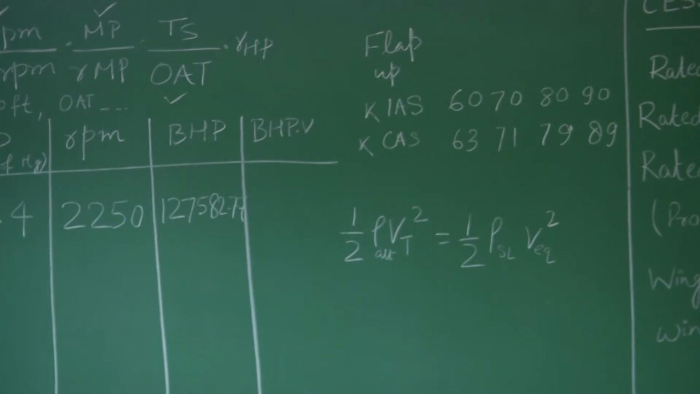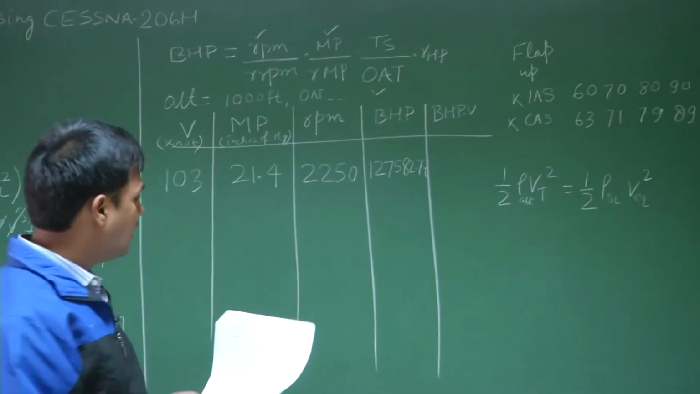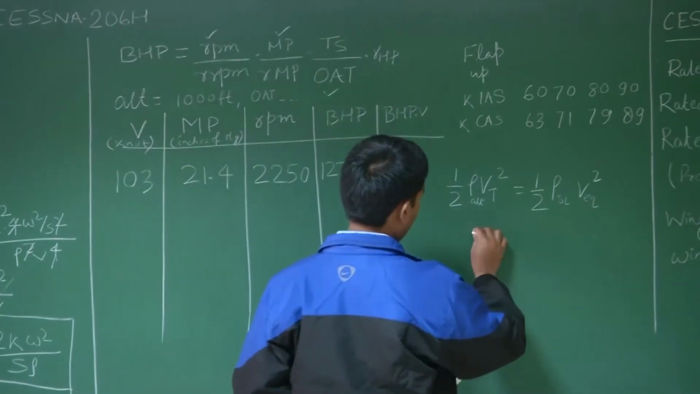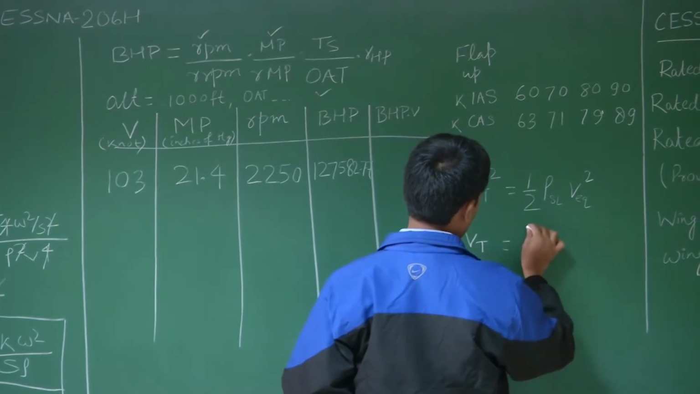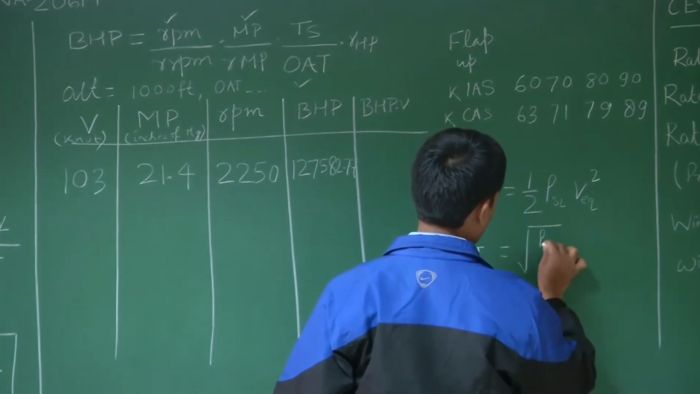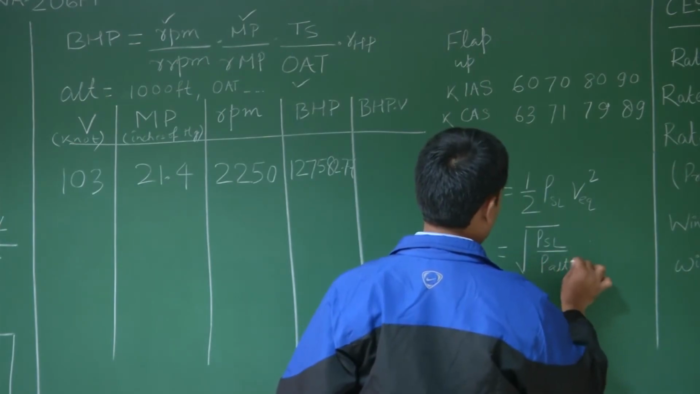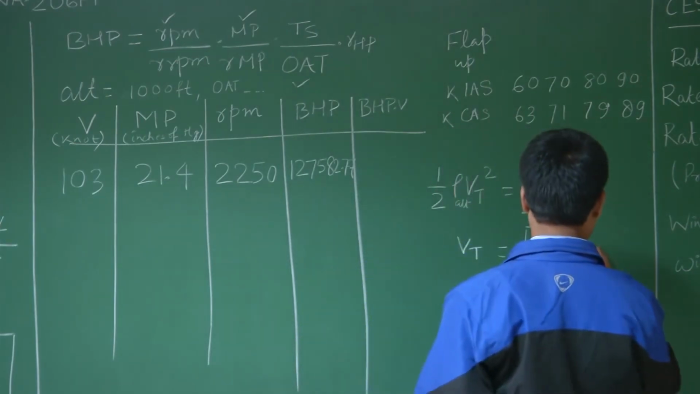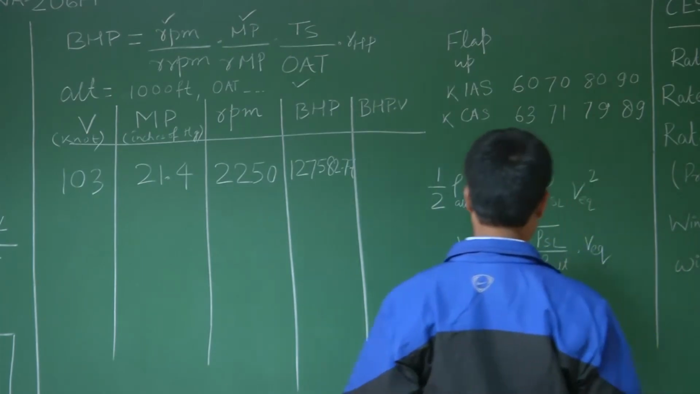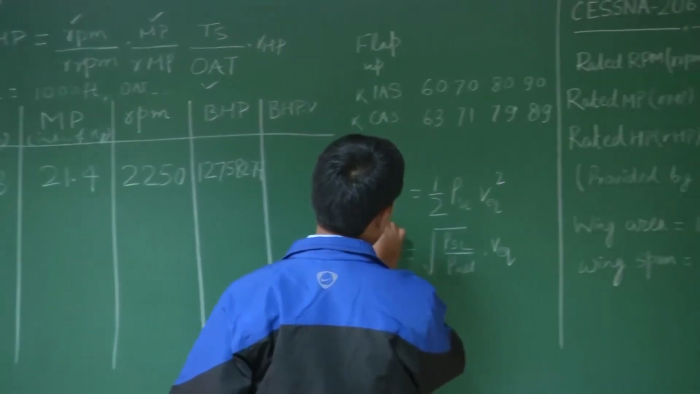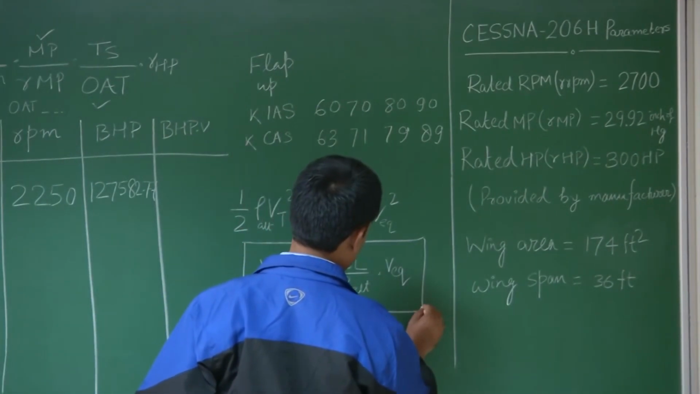Once you correct your indicated airspeed, it becomes V equivalent, and from that you can calculate your true airspeed V, which will be the square root of sigma sea level divided by rho altitude, times V equivalent. So that is how you get true airspeed. Now you can plug it into the equation or into your reading.